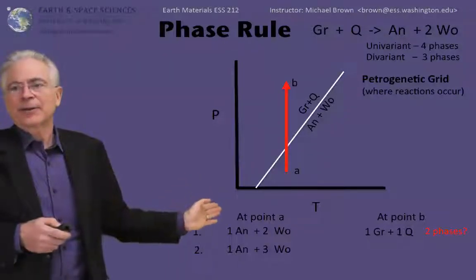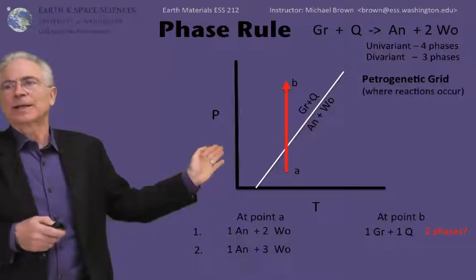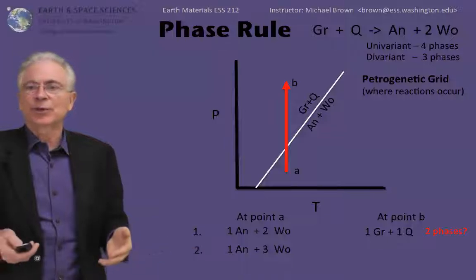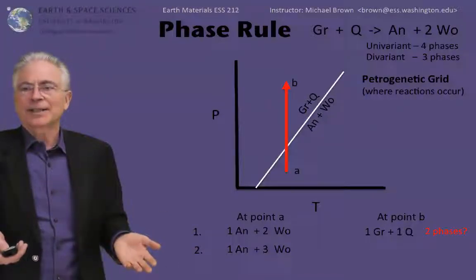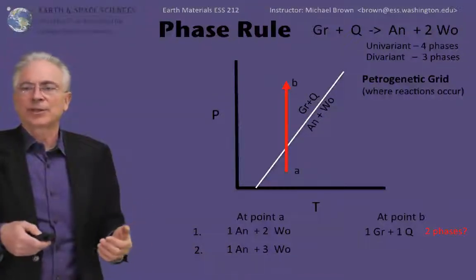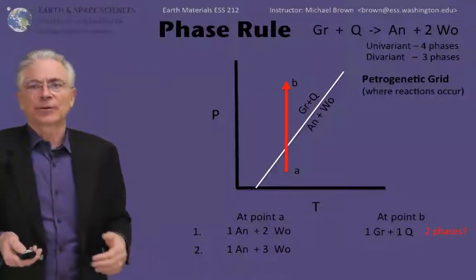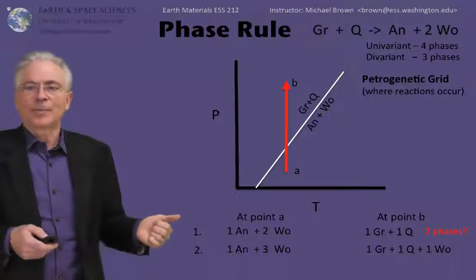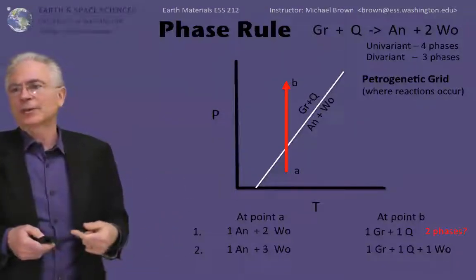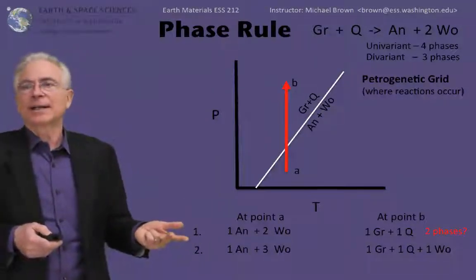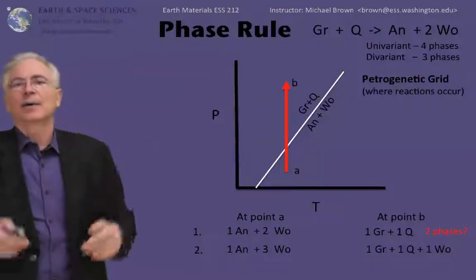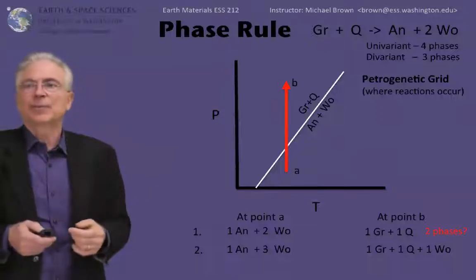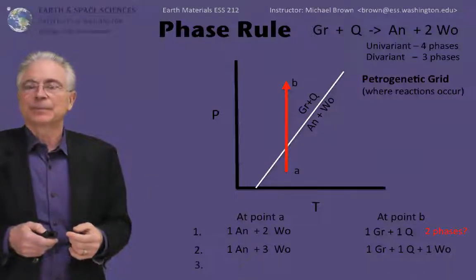Now when I react anorthite and wollastonite together to make grossular and quartz, what's going to happen is we're going to use up 2 moles of the wollastonite to make the quartz and grossular, but we're going to have a mole left over according to that chemical reaction. So now there are 1 mole of grossular, 1 mole of quartz, and 1 mole of wollastonite at point B. Aha! We are in accord with the phase rule. 3 phases present at point B.